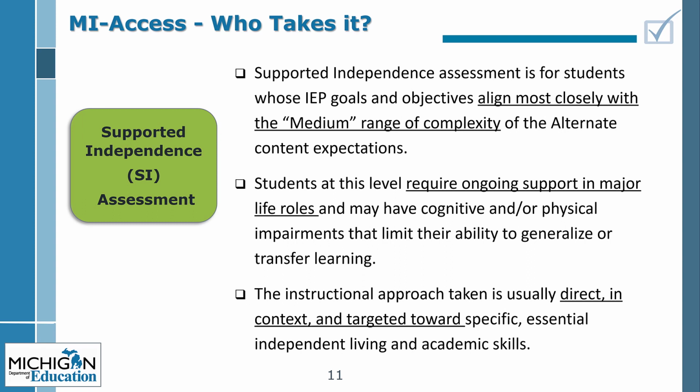This is for students whose IEP goals and objectives align most closely with the medium range of complexity of the alternate content expectations. Students at this level require ongoing support in major life roles and may have cognitive and/or physical impairments that limit their ability to generalize or transfer learning. The instructional approach taken for these students is direct and in context and targeted towards specific essential independent living and academic skills.